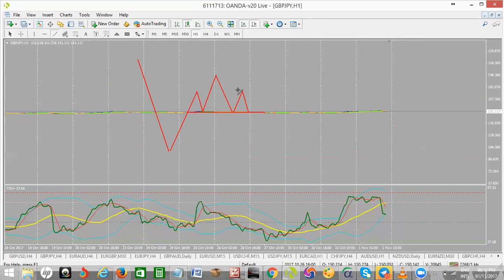But me, I usually get in here. If I get a rejection of the right shoulder, I get in there. I don't wait for it to break the neckline. If it gets to the neckline, if it breaks the neckline, then I should be up good. And if it does not break the neckline, if it's coming back up, then I'll scratch out or I move my stops and profit. So this is the neckline. If it breaks the neckline, it usually comes back to retest.